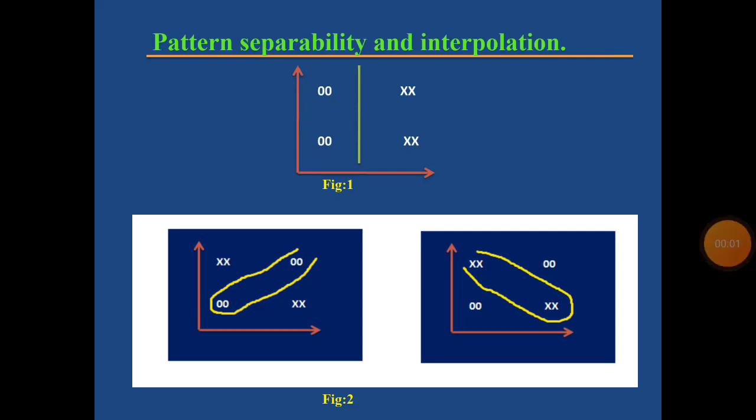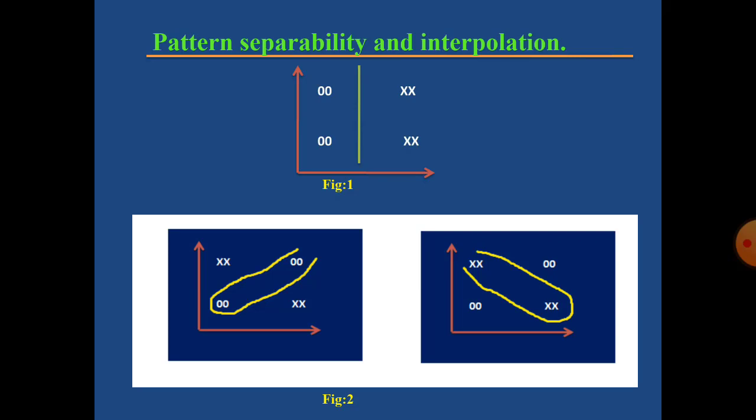Hi everyone. In this session we will discuss pattern separability and interpolation. So what do we mean by pattern separability? Pattern separability is nothing but, if a set of patterns can be correctly classified by a straight line, then we call them linearly separable. Pattern separability can be considered for linearly separable patterns as well as non-linearly separable patterns.